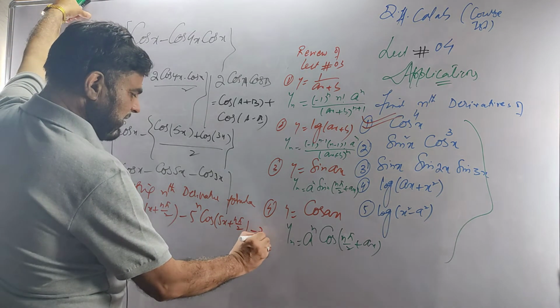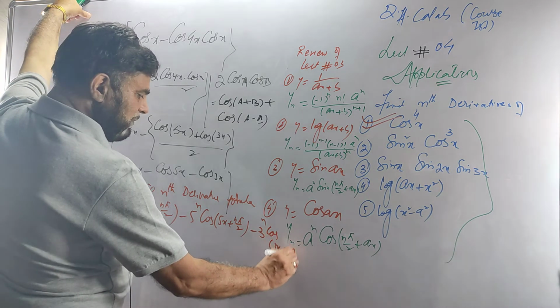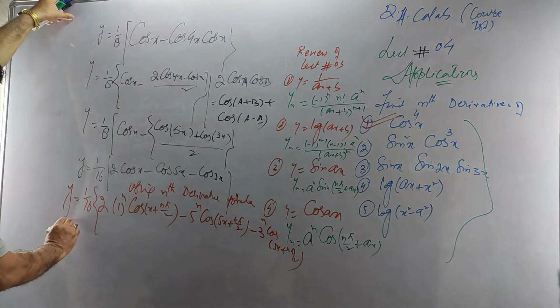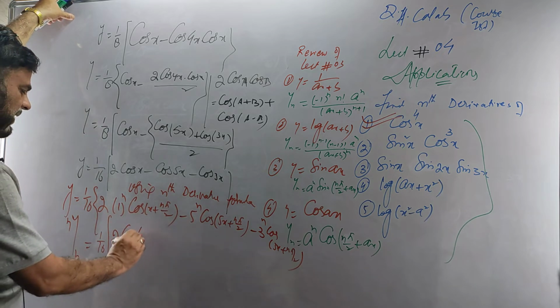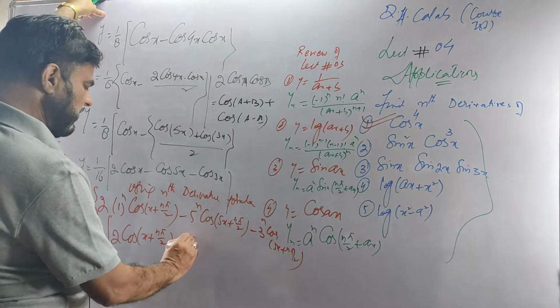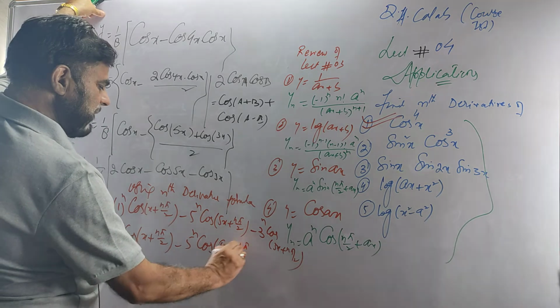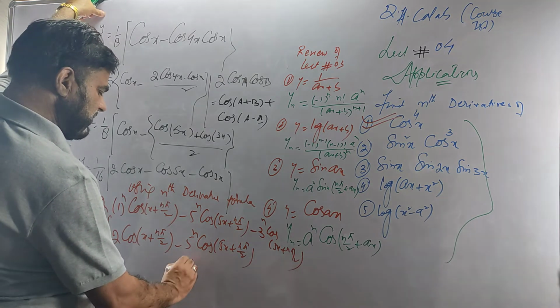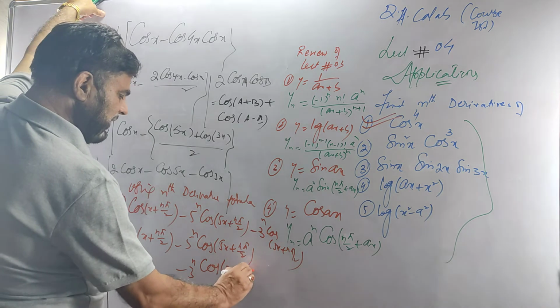Minus 3 raised to power n, cos of 3x plus n pi by 2. Therefore, you have the nth derivative. y_n is 1 by 16 twice cos of x plus n pi by 2 minus 5 raised to power n cos of 5x plus n pi by 2 minus 3 raised to power n cos of 3x plus n pi by 2.